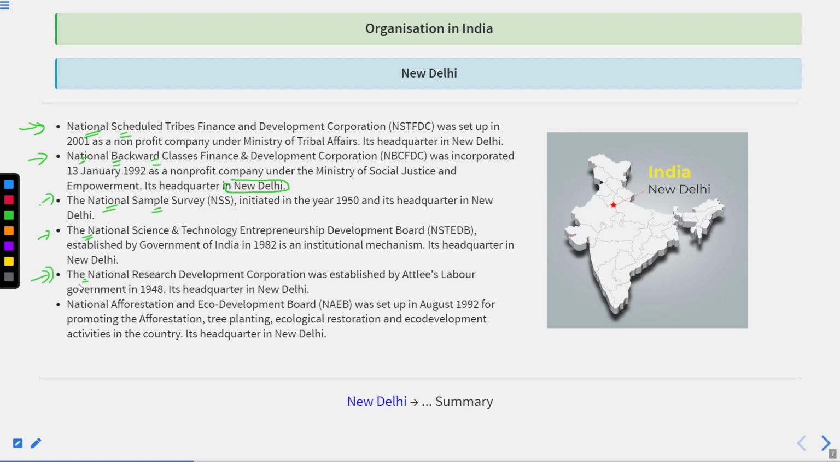After this, we have the National Research Development Corporation. It was established by Attlee's Liberal government in 1948. Who was Attlee? Clement Attlee was actually the Prime Minister of Britain during that time, and it got headquartered in New Delhi. Then we have National Afforestation and Eco Development Board, NAEB. It was set up in August 1992 for the promotion of afforestation, tree plantation, ecological restoration, and eco development activities in the country. It is also headquartered in New Delhi.